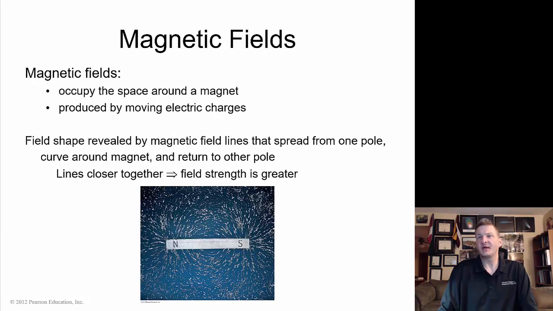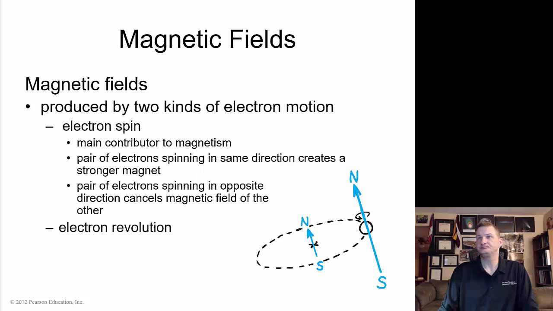And so magnetic fields occupy the space around the magnet and are produced by moving electrical charges. There's a field shape that you see here. The field spreads from one pole, curves around the magnet, and returns to the other pole. And the closer these field lines are together, the stronger the field is.